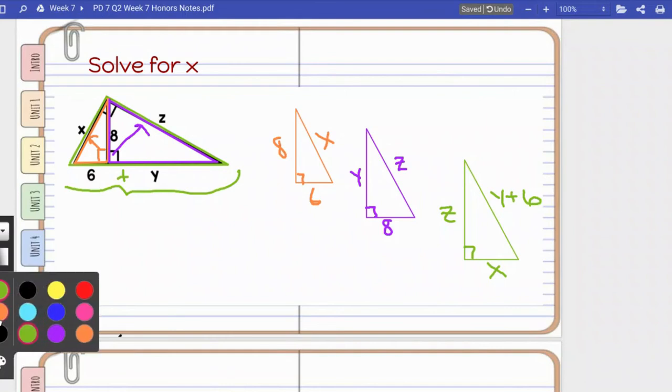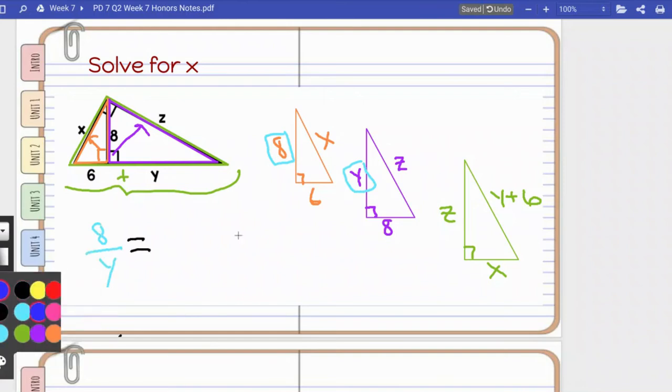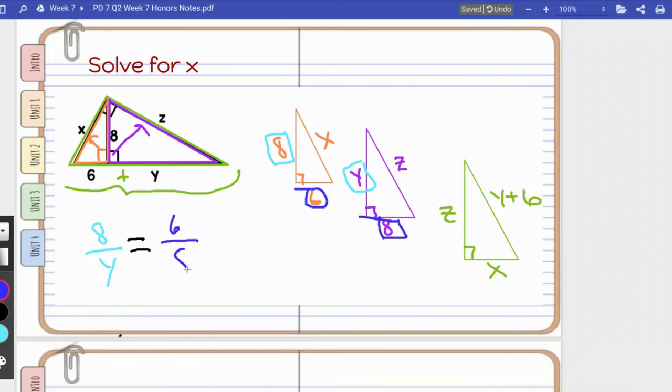So which two triangles have something in common? If I just look at the first two triangles, they both have the number 8. So I'm going to do 8 and y. Those are both the long legs, so I'm going to do 8 over y. And I'm going to set that equal to the two short legs, which is 6 over 8. I'm going to cross multiply, get y. 6y equals 64.